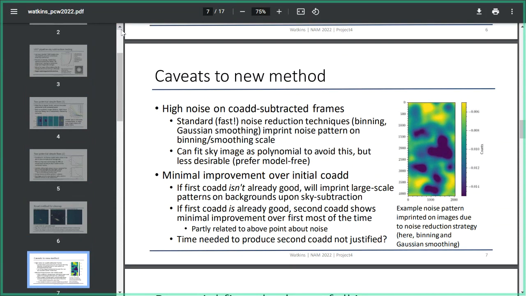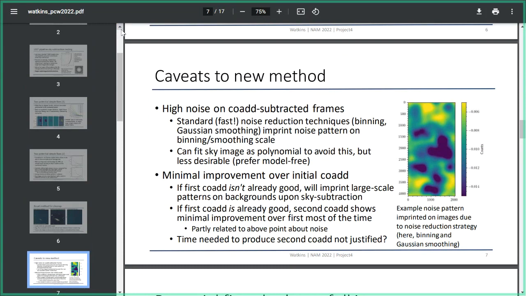The other issue I ran into, which is maybe more critical, which I'm still thinking about, is that I often find you get very minimal improvement over your initial sky subtraction by doing this. This is kind of a philosophical thing, but if your first coadd with your sky subtracted isn't already very good, in other words, if it doesn't have a lot of large-scale artifacts and residuals from your first poor sky subtraction round on it, that's what you want, right? You don't want to be imprinting large-scale artifacts onto every frame when you subtract your coadd.